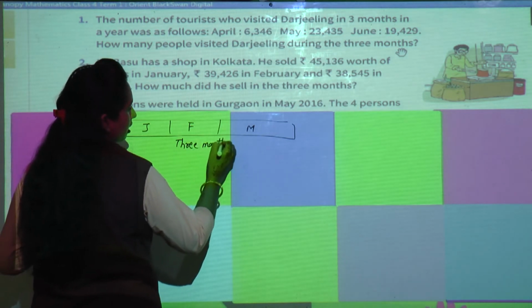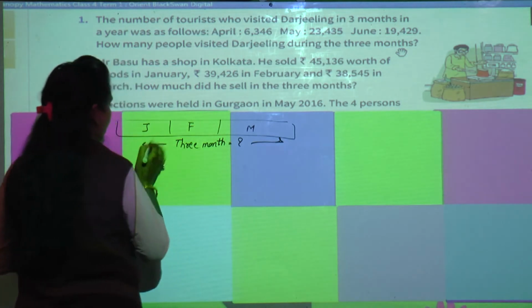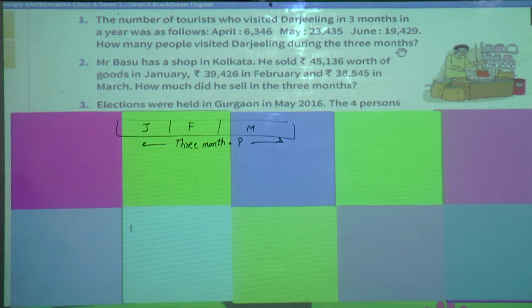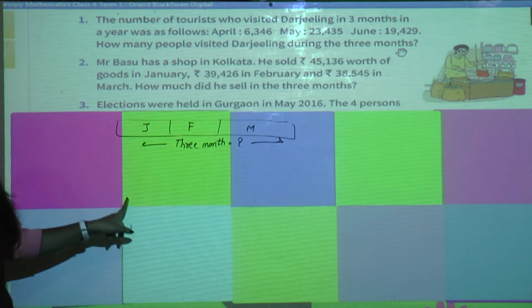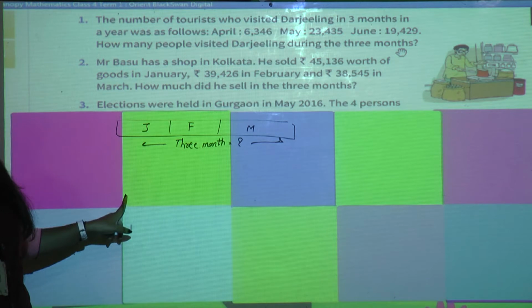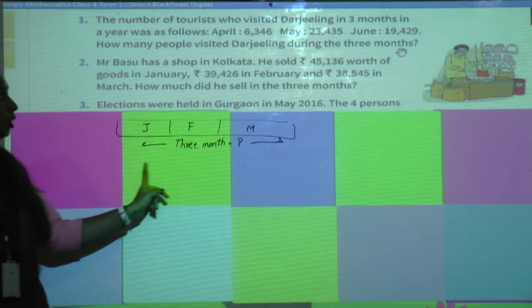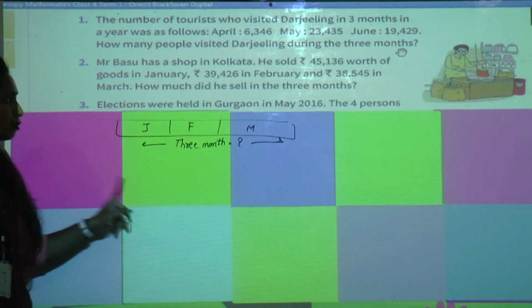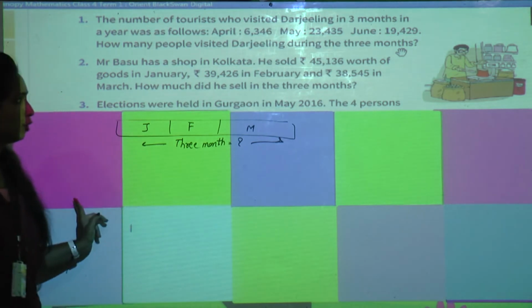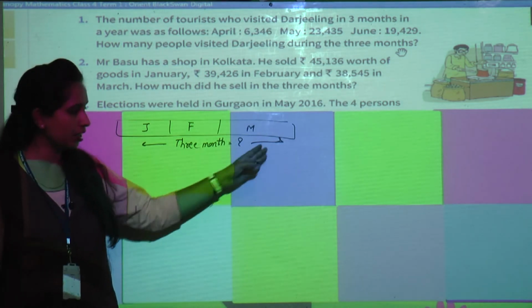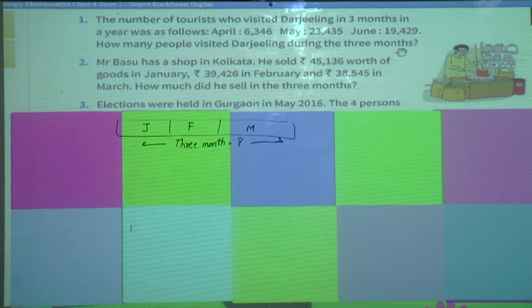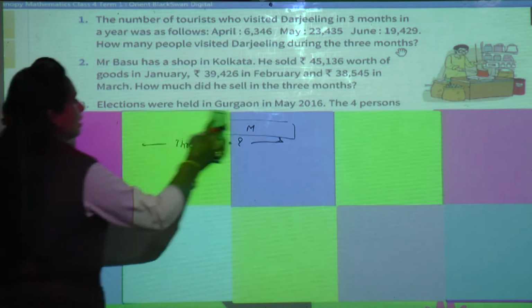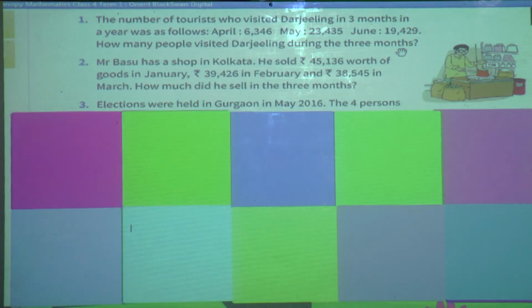We have to find out the 3 months. Okay, so write 3 months, question mark and arrow. Goods sold in January, write the amount. You can write sold, not sale, sold. Goods sold in January, whatever. Goods sold in February, whatever. Goods sold in March, whatever. So add the 3 numbers together, and you will get the total goods he sold in 3 months. Understood? Yes, very easy. Now I'll go with the third example.